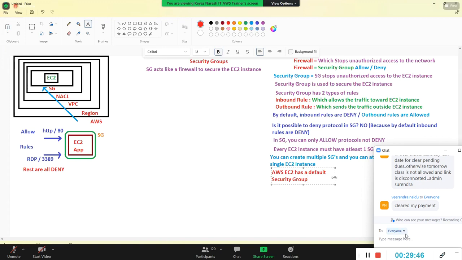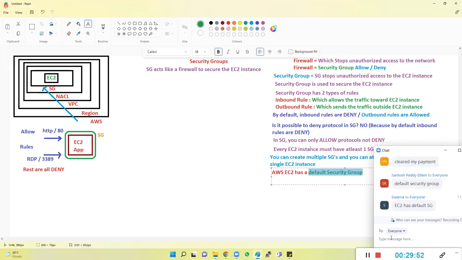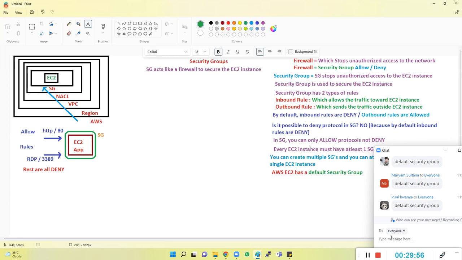So we will be using the default security group. I'll talk more about it, but first of all, just write down default security group. AWS will have the default security group, and the EC2 instance will give you the default security group.